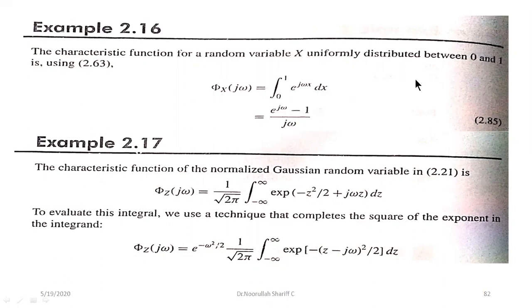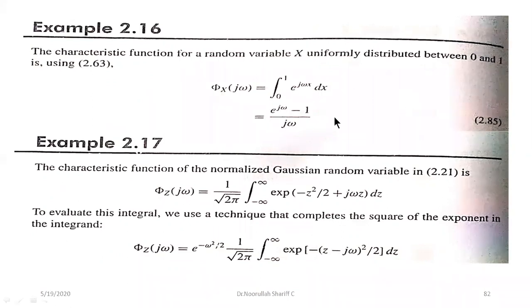Then this will become e to the power of j omega by 2 minus e to the power of minus j omega by 2, and the denominator will be just j omega. That can be written by multiplying and dividing the denominator by 2. Then e to the power of j omega by 2 minus e to the power of minus j omega by 2, divided by j omega by 2, will become something like a sin x by x kind of form.